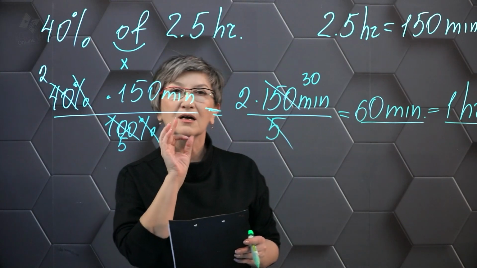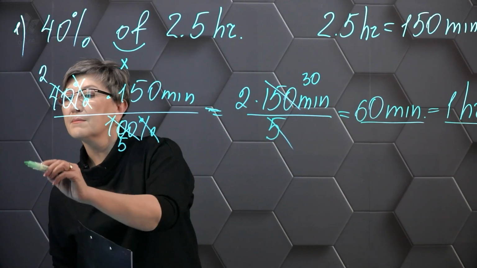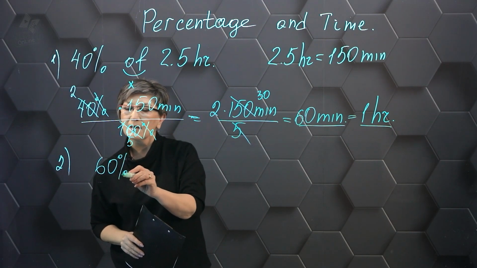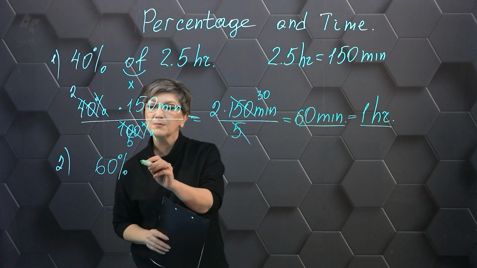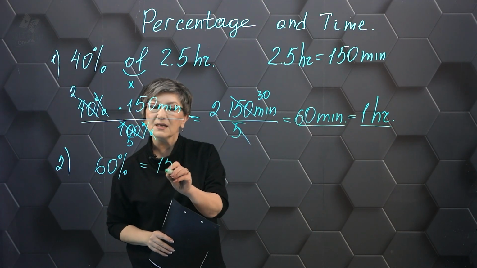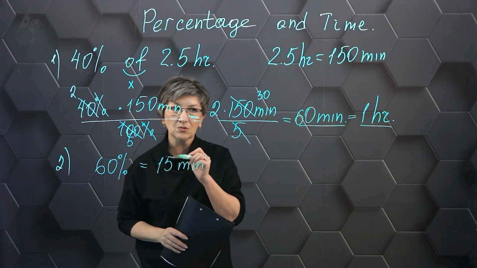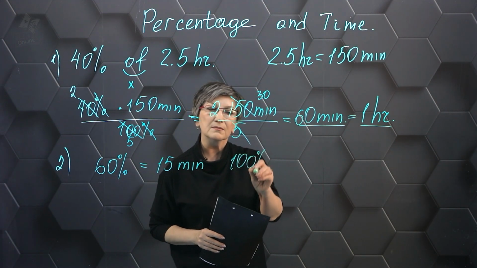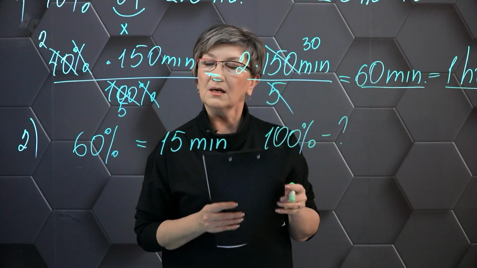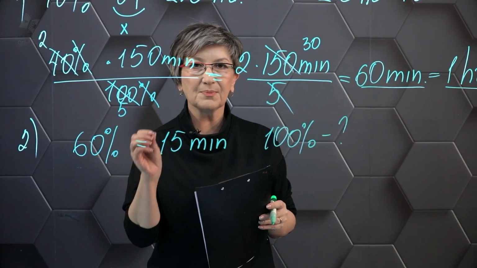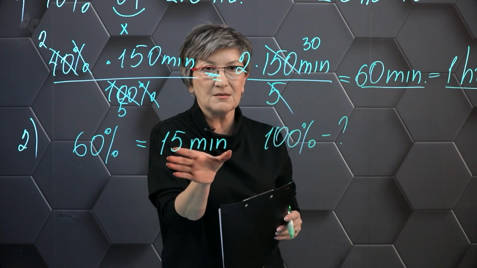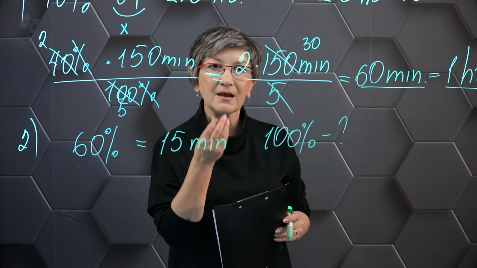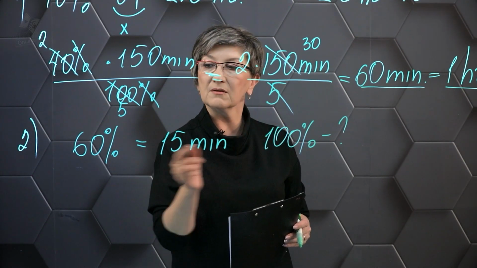And there's one more problem that we're going to work out together. It goes like this. If I have 60%, that's 15 minutes. So 60% is 15 minutes. What is 100%? Or the problem sounds like this: 60% of it is equal to 15 minutes, and we need to find this unit. That is, this time we need to find, that is, we need to find 100%.